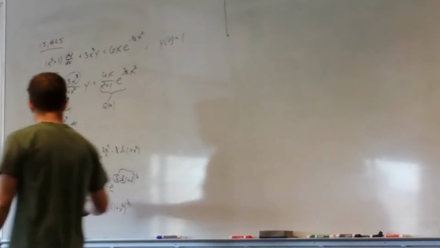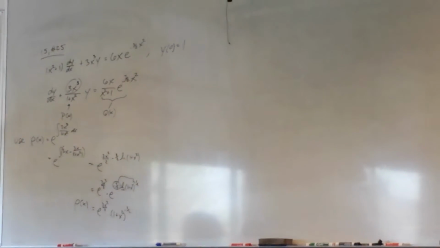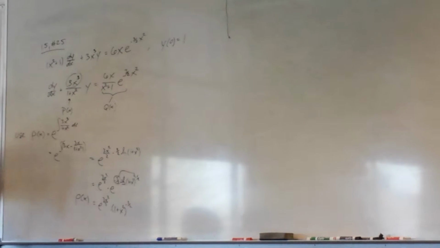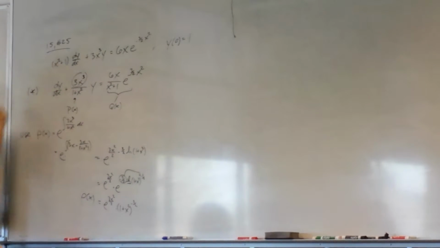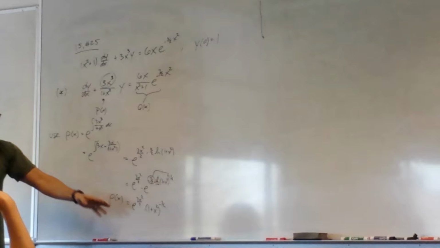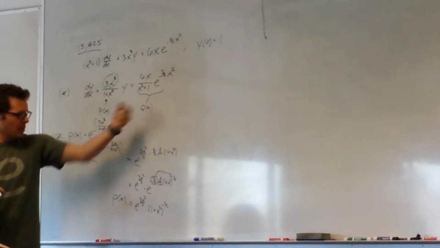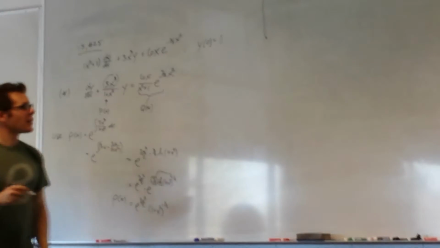Okay, so what do we do with that? We multiply in this form, and I'm just going to call that star for a moment. We multiply both sides of the equation by the integrating factor.